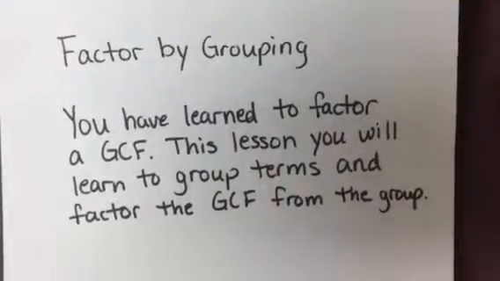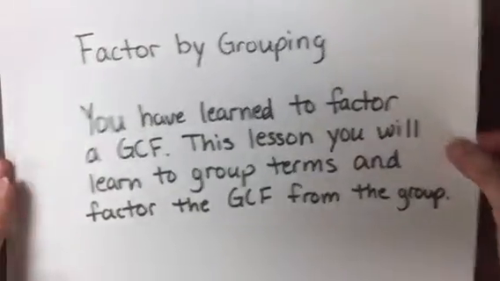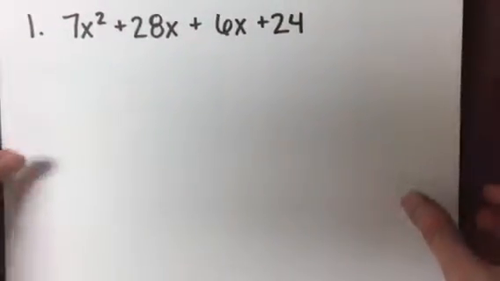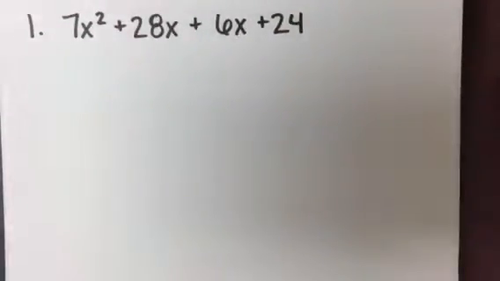Factor by grouping. You should have learned how to factor a GCF from a polynomial. In this lesson, you will learn to group terms and then factor the GCF from each group. Example number 1. You'll start by grouping the first two terms and the last two terms together.